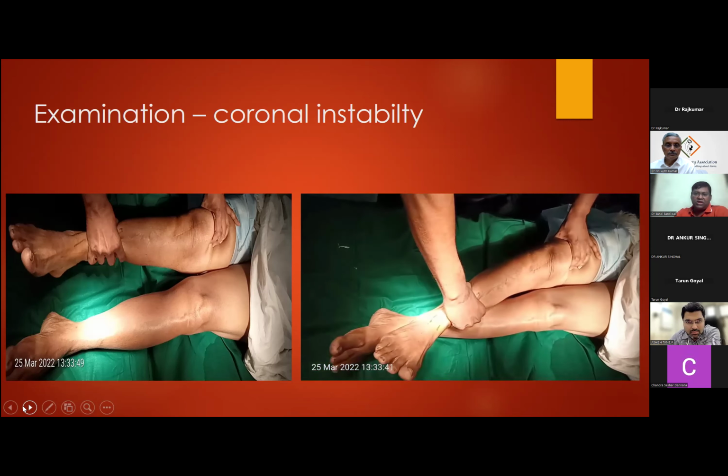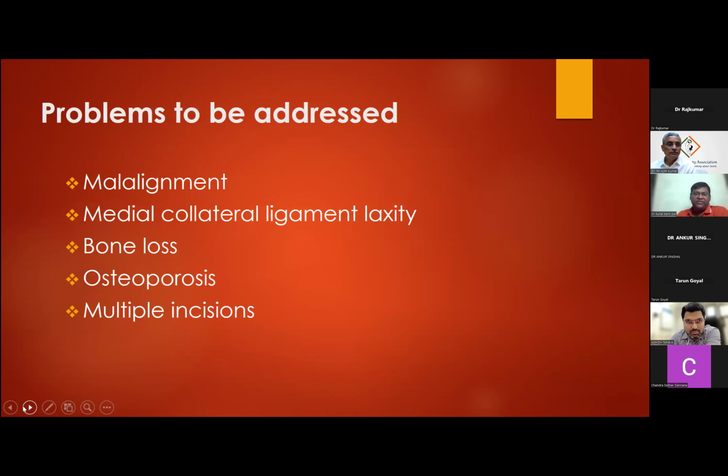So what are the problems in front of us? The first thing is the malalignment due to the previous periprosthetic fracture, and again there is medial collateral ligament laxity. The bone loss we anticipated during the revision, the associated osteoporosis due to rheumatoid and their age, and there is multiple incision, first replacement and then 2 times of removal of the plating.